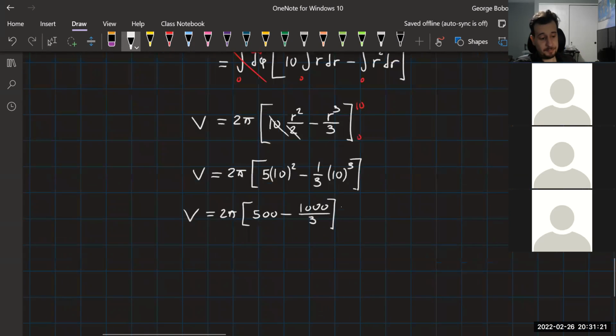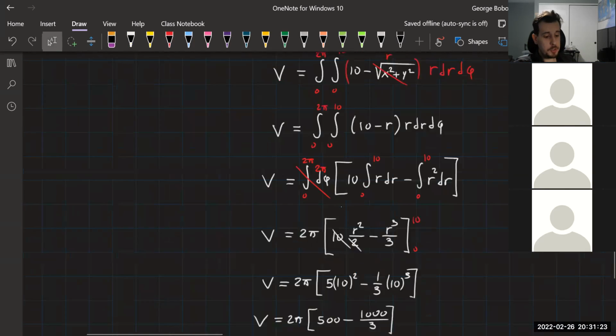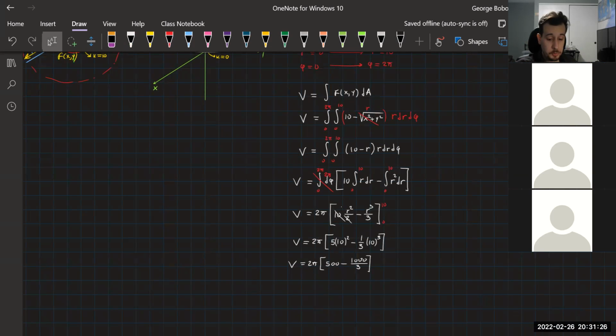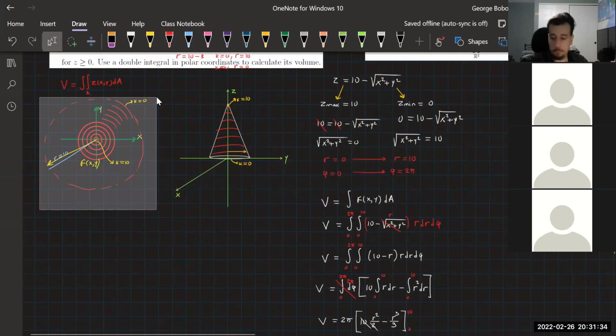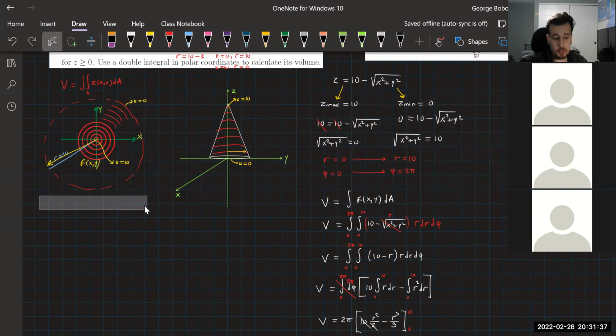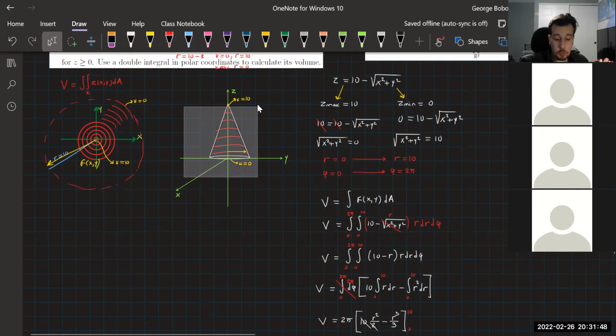Done and done. So yeah, I chose to do it in polars, and that's why the problem is called change of variables, because it's so much easier and I can see the actual integrand. I can see the integrand, bright as day, in polars, but in Cartesians, it sucks, right? That's why we're changing. So my tip again, when should you change? It's circular. That's like a trigger that you should be thinking polars or cylindricals if you have a 3D problem. So that's the trigger, right?